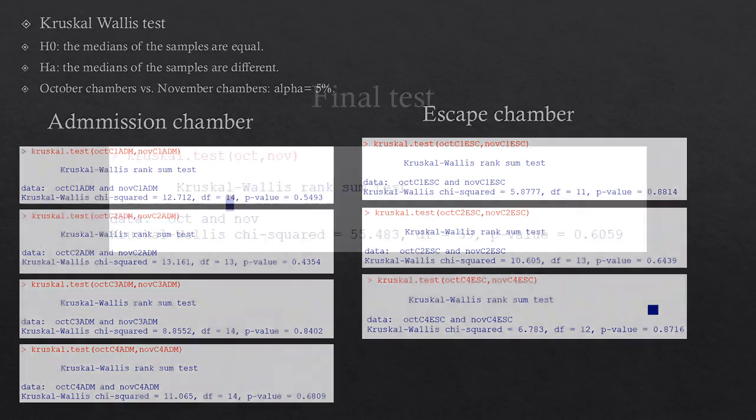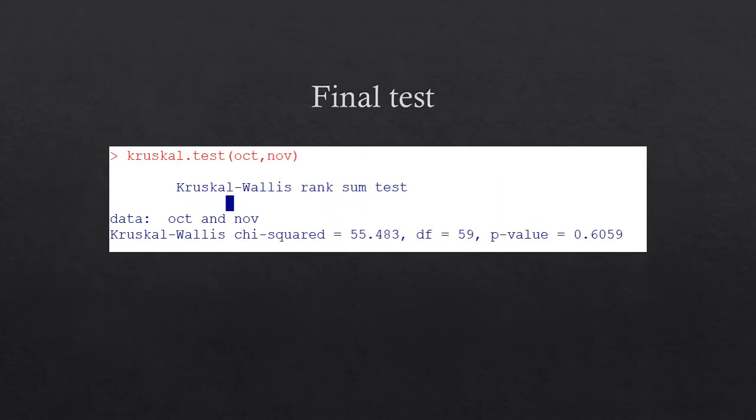To finalize the test, we compare the medians of the complete data sets between the months of October and November to measure the effectiveness of the tools, in this case using again the Kruskal-Wallis test. So we observe that the null hypothesis is fulfilled. The medians of the pressures are the same in both months. So we can say that the tool has the same effectiveness in the months of October and November.